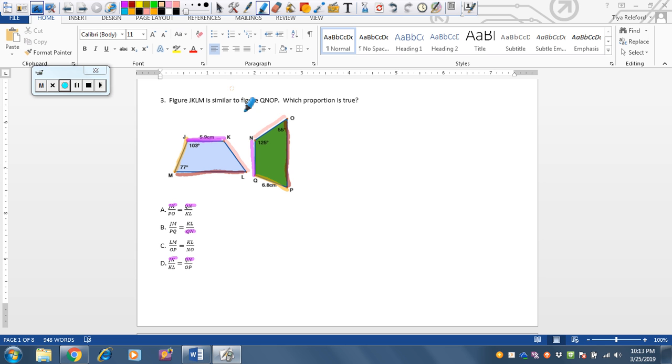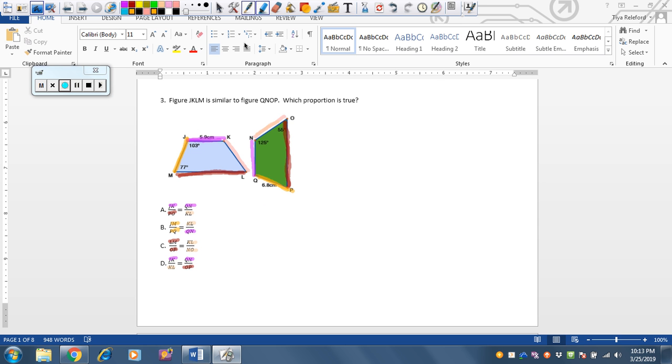See, then we have pink is for KL. And pink is for NO. Then I have this yucky kind of dark red color for OP or PO. It's the same. And for LM or ML. Then the last color I have is this orange for JM and for PQ.